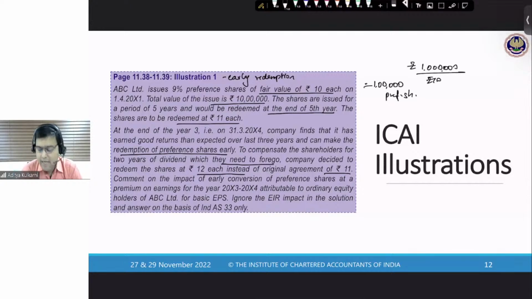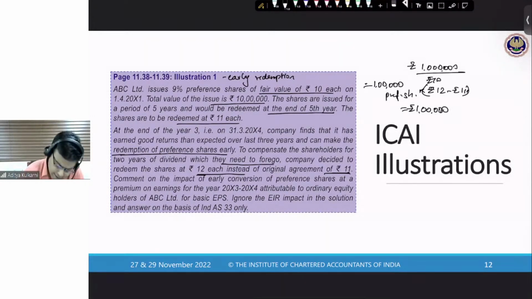For these 1 lakh preference shares, you are going to make the redemption earlier than the stipulated period. For that, you are going to pay them 12 instead of 11, meaning 1 rupee per share extra. So that becomes your premium, rupees 12 minus rupees 11, which gives you rupees 1 lakh, which will be deducted to arrive at your net profit attributable to equity shareholders.